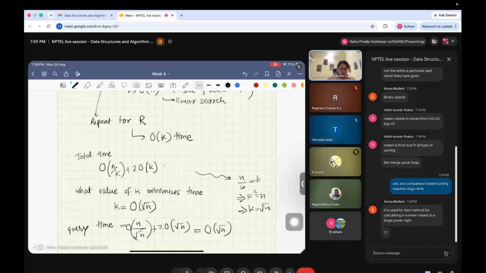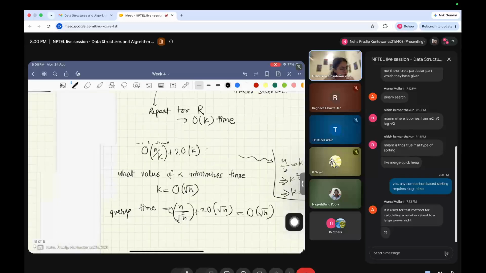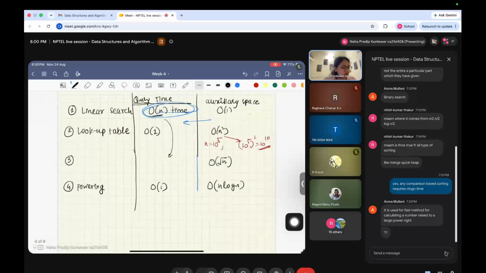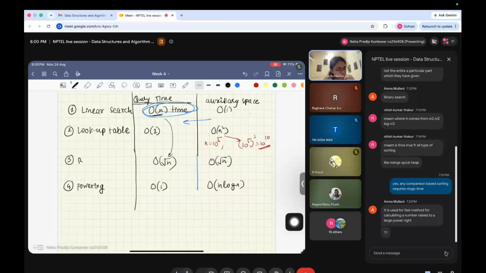Even if we use the normal technique of differentiating to find the minima, we'll get the same result. So now what you have got is order square root n space and order square root n time. So the idea is by maintaining blocks. It's not a standard name, I think I'm just calling it blocks.